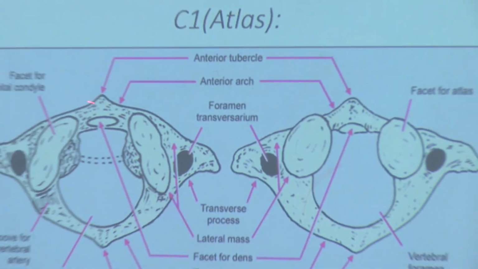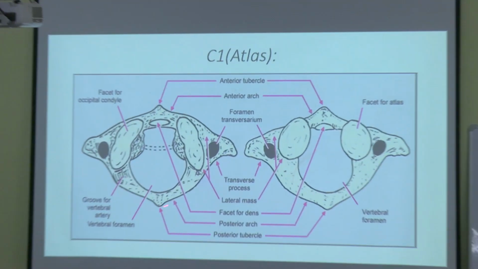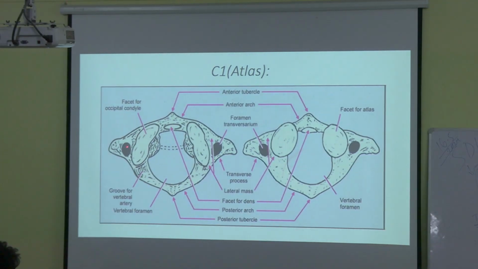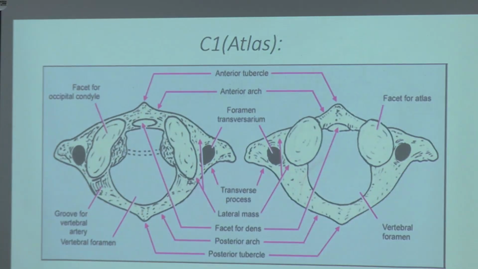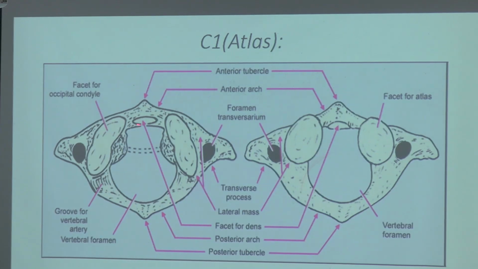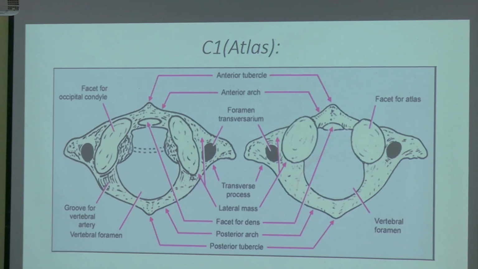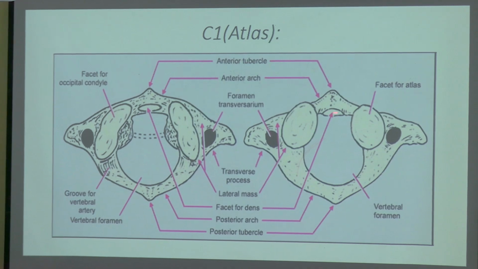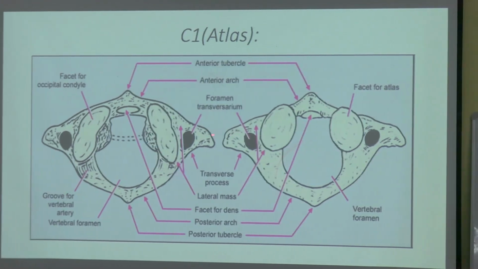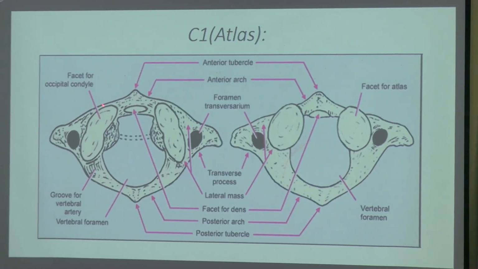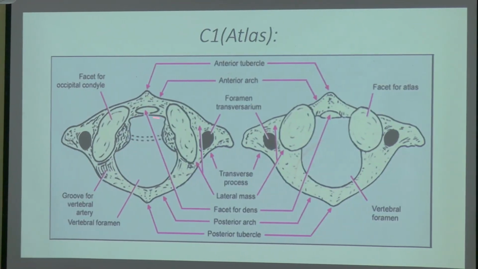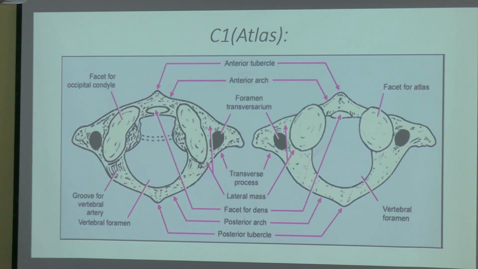What are the parts? See, anteriorly this is anterior tubercle. Posteriorly, posterior tubercle. This is your foramen transversarium. This is the facet for dens. Dens is part of which bone? Dens is part of C2 vertebra. This is the facet for dens. This is superiorly present, obviously this will be the superior articular facet. Inferiorly present, if you look from below, this is the inferior articular facet. This one is superior. And what is this thing? This is vertebral foramen.